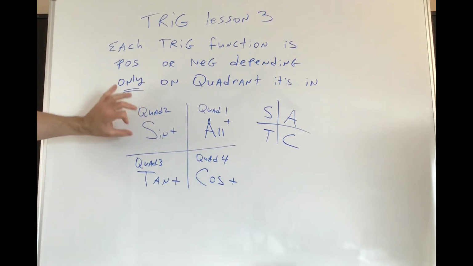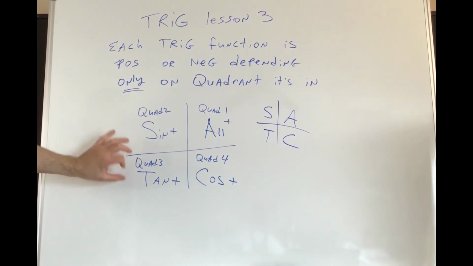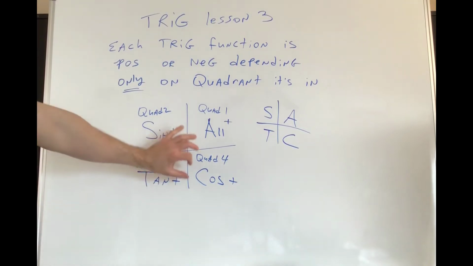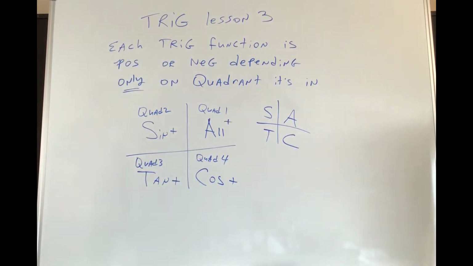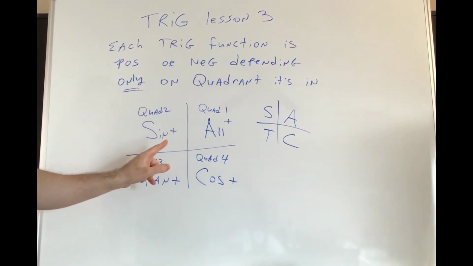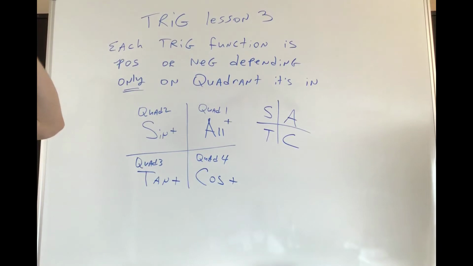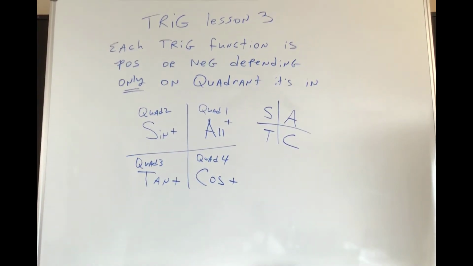In quad 2, only sine and his partner are positive. If this one is positive and you flip it over, like the number 2/3 flipped over, it's still positive. Tangent is the only one that's positive in quad 3, and cosine is the only one that's positive in quad 4. It is very important to know this. We are going to tie all this together in lesson 4. You'll see how it ties into what I'm about to show you now. Okay? All right.